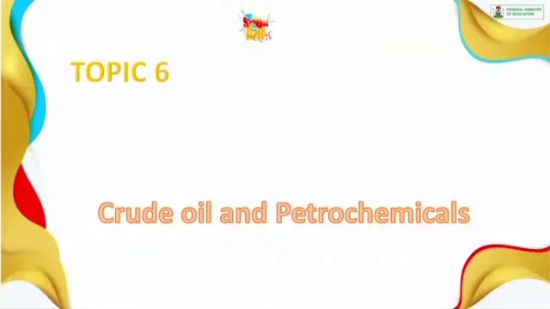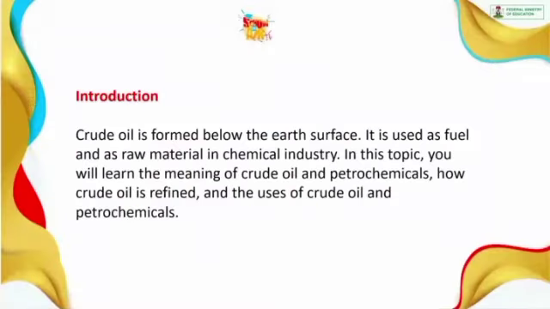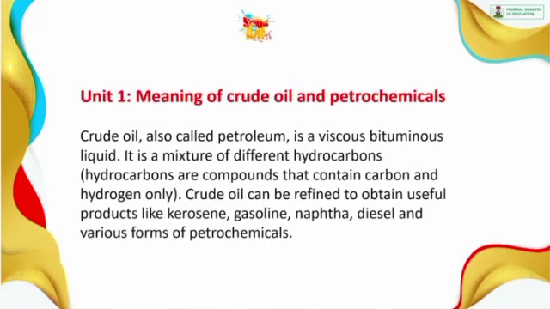Today's topic is crude oil and petrochemicals. Crude oil is formed below the Earth's surface, and it is used as fuel and raw material in the chemical industry. In this topic, you will learn the meaning of crude oil and petrochemicals. You will learn how crude oil is refined, and you will also learn the uses of crude oil and petrochemicals. So let's delve into the meaning of crude oil.